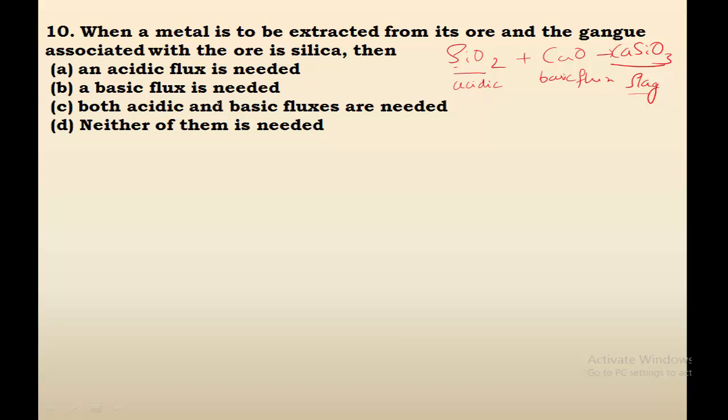So which type of flux is needed? A basic flux is needed and not an acidic flux. An acidic flux is needed for basic impurity. Are both acidic and basic flux needed? No need, because only silica is present. So neither of them alone is the answer, because the gangue particles are present and we have to remove them. To remove them, we will use basic flux. Option B is the right one.